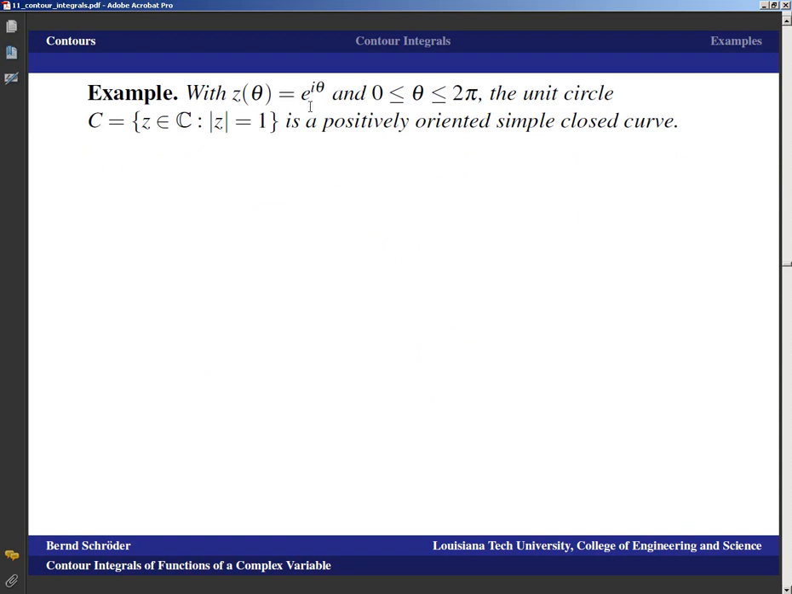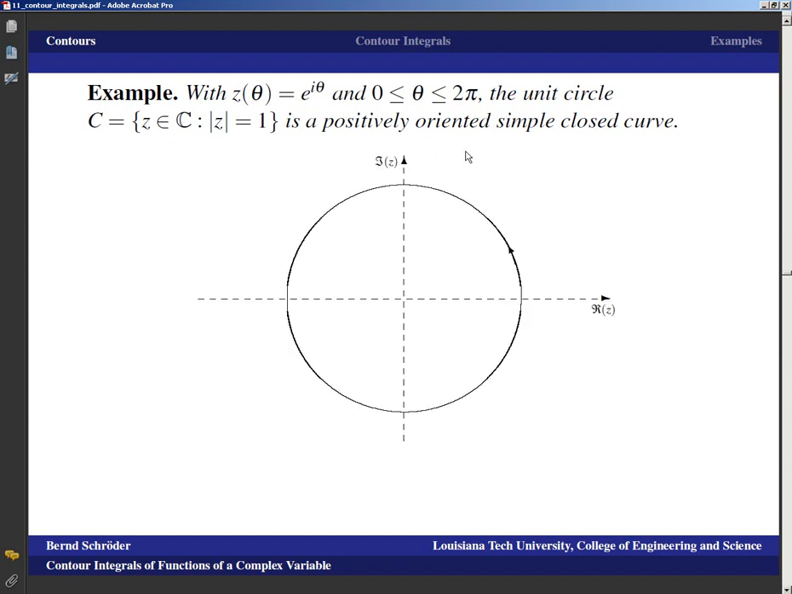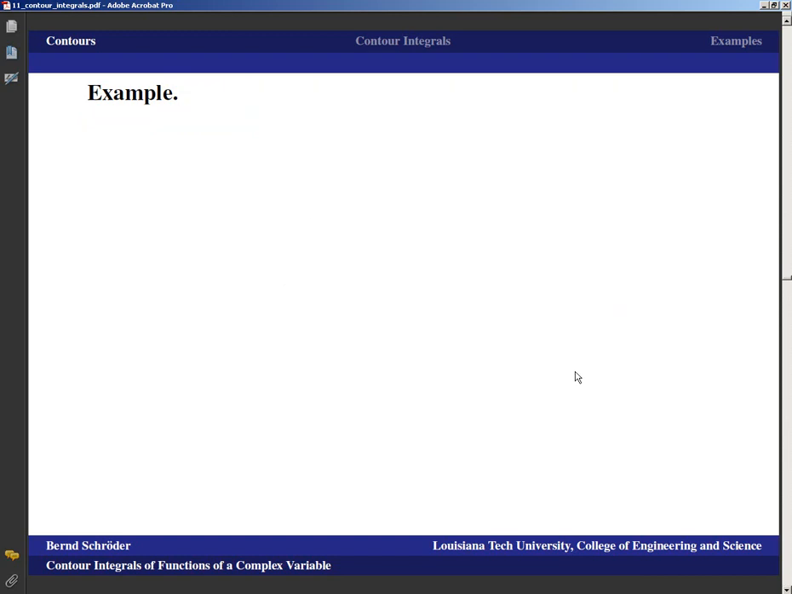Okay, if we set z of theta being e to the i theta and let theta go from 0 to 2 pi, then the unit circle, which is the set of all complex numbers so that the absolute value of z is equal to 1, is a positively oriented simple closed curve. That's because, as theta increases, e to the i theta is the complex number with the angle theta between the positive x-axis and the position vector of the point, and as theta increases, we're going around the circle in the counterclockwise direction, which is the mathematically positive direction.